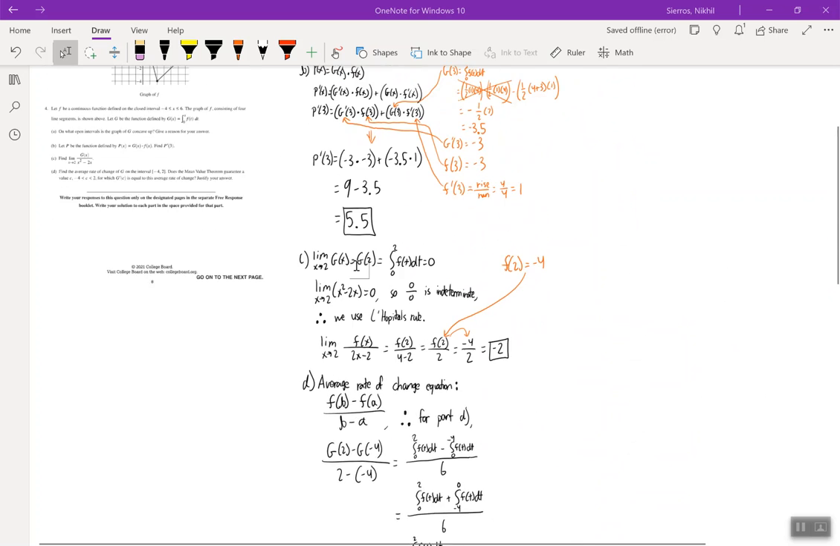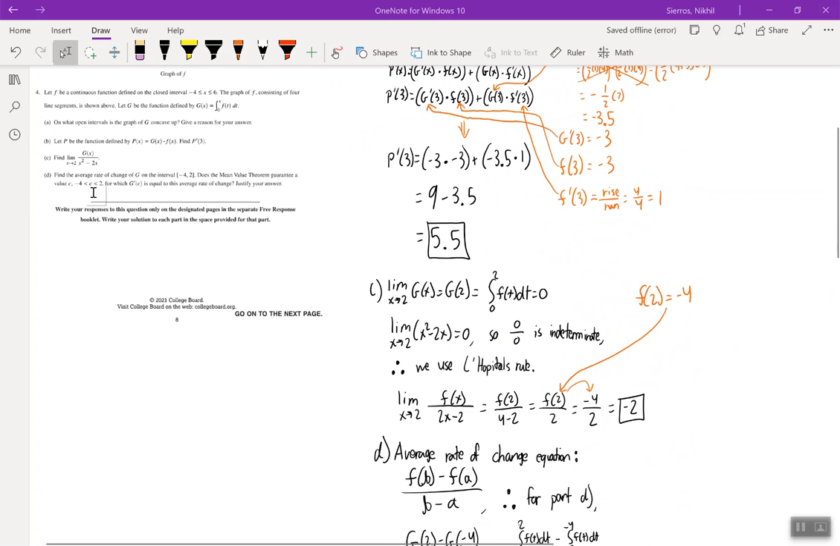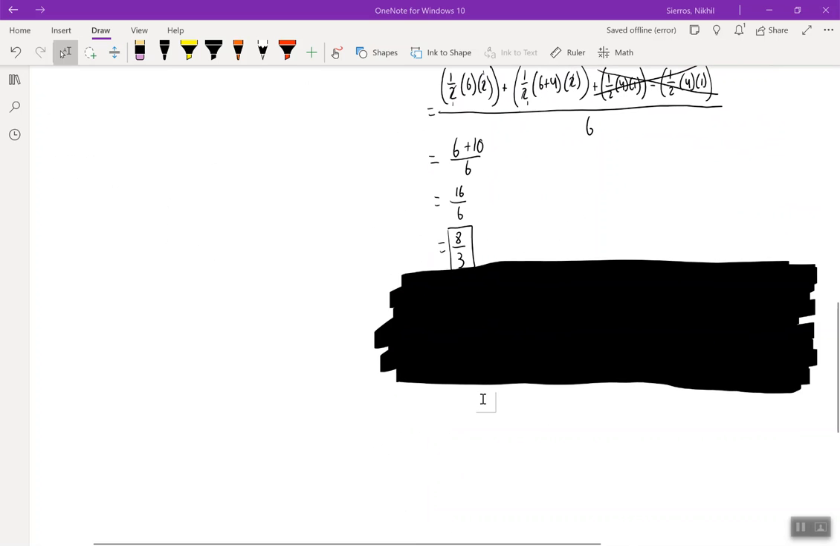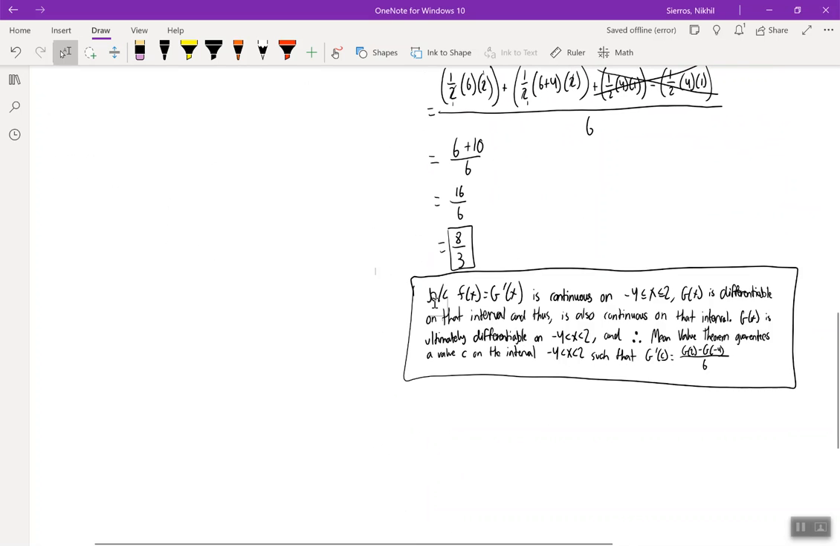However, we still have the second part of part D to answer, which is, does the mean value theorem guarantee a value c, negative 4 less than c less than 2, for which g prime of c is equal to this average rate of change? Justify your answer. So here I have my whole explanation.